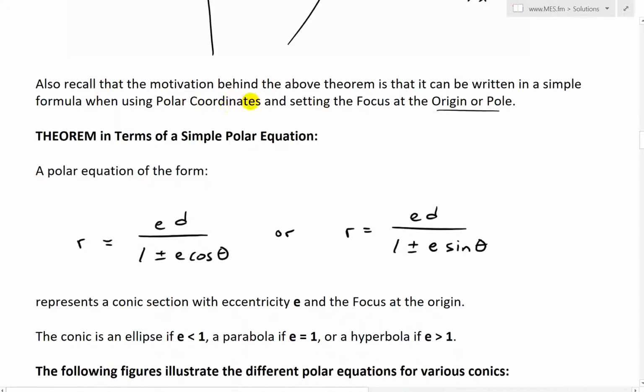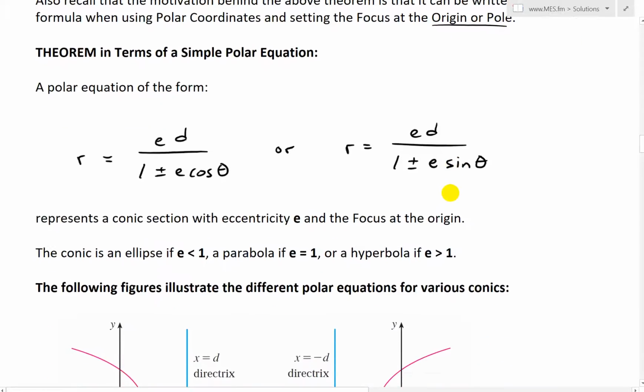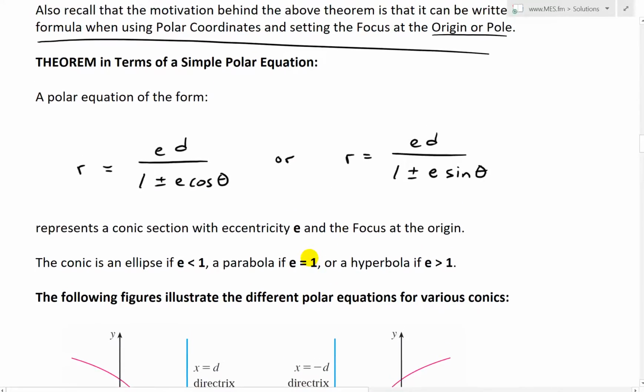Also recall that the motivation behind the above theorem is that it can be written in a simple formula when using polar coordinates and setting the focus at the origin or pole. So here's again a recap on the theorem in terms of a simple polar equation, which I covered in more detail in my earlier videos as well. So, theorem and simple polar equation.